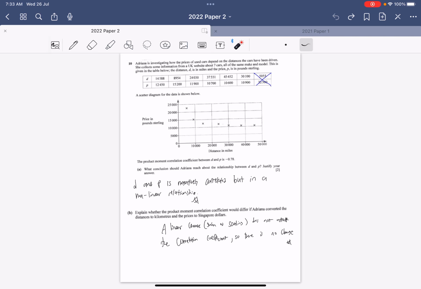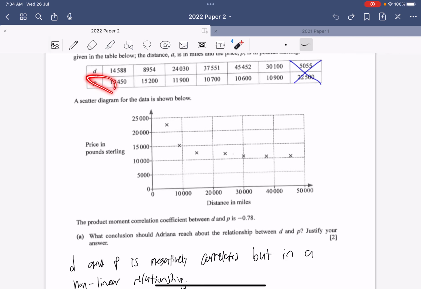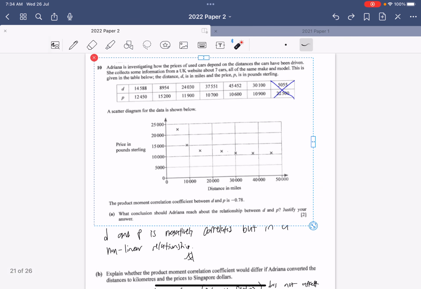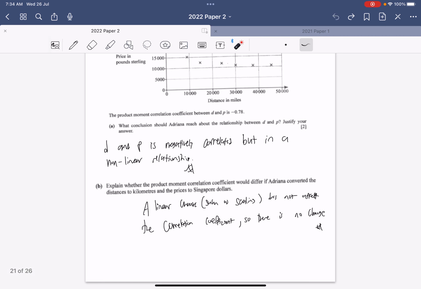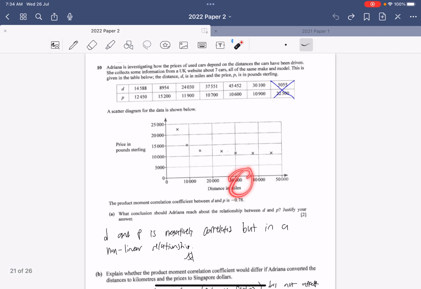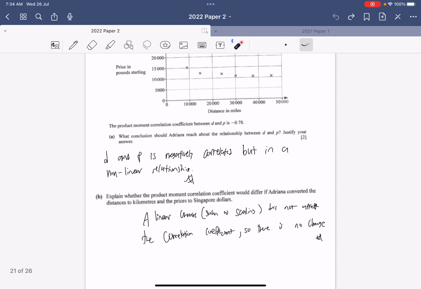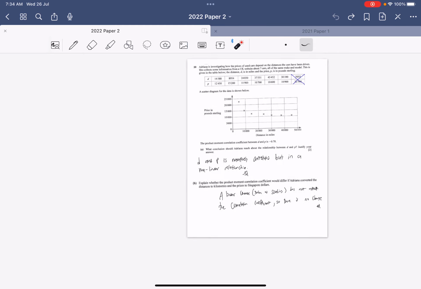And the next part asks whether the product moment correlation coefficient would change if you scale the distance and the prices, meaning from this price you change it to Singapore dollars because you're in the UK, and then the distance now you change it to km. Well, there'll be no change in the product moment correlation coefficient because a linear scaling won't change it, from the formula. So you can write there is no change.